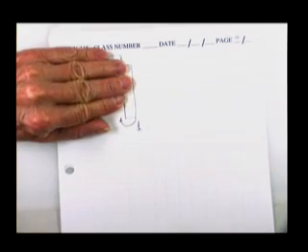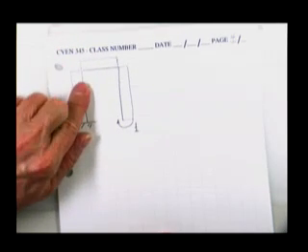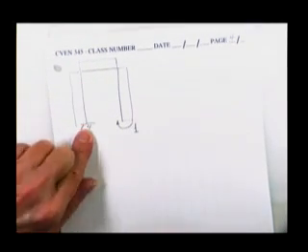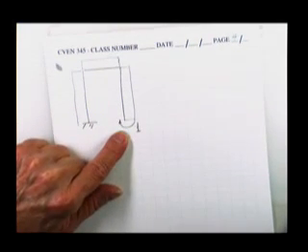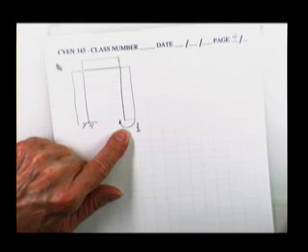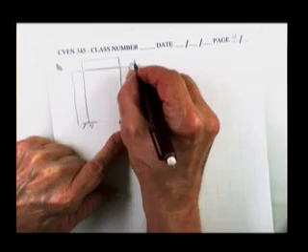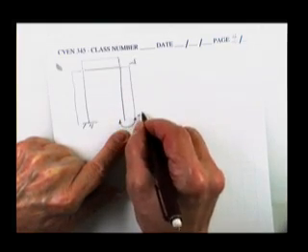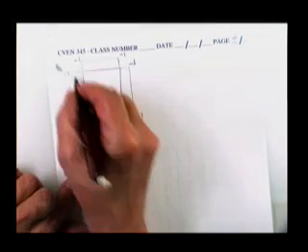Sum of the moments, 1. Now then, does this guy cause tension or compression on the outside? Tension. Then this is a minus 1, a minus 1, a minus 1, a minus 1, a minus 1, and a minus 1.